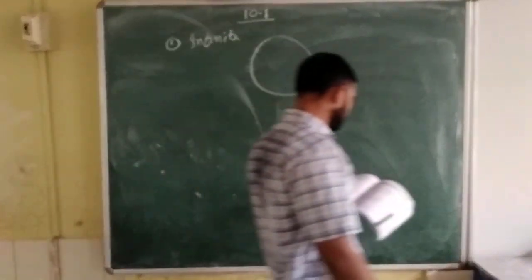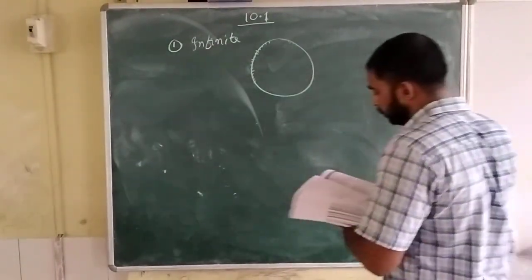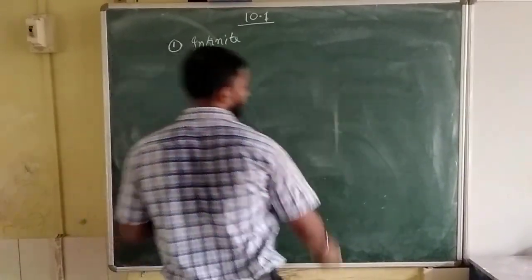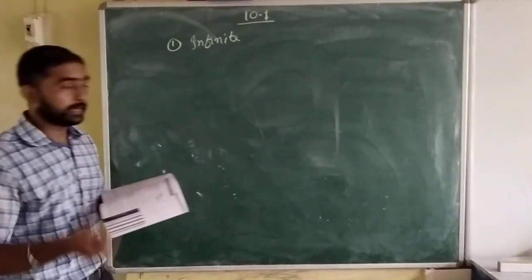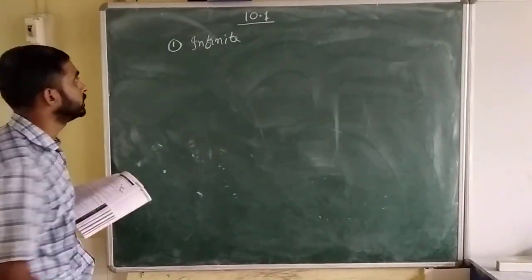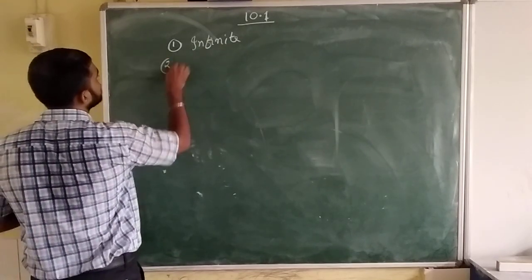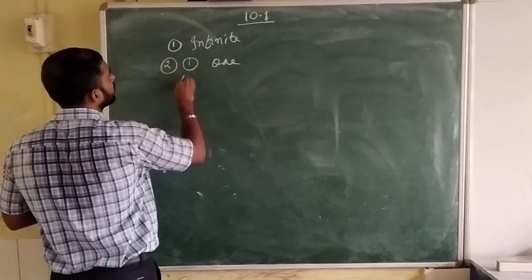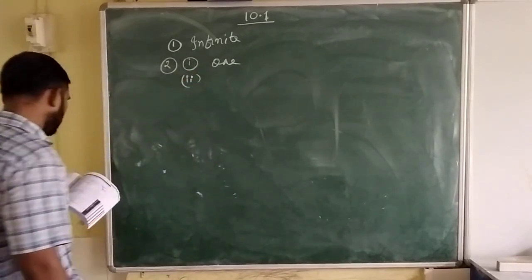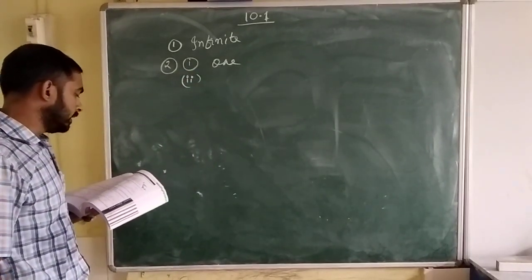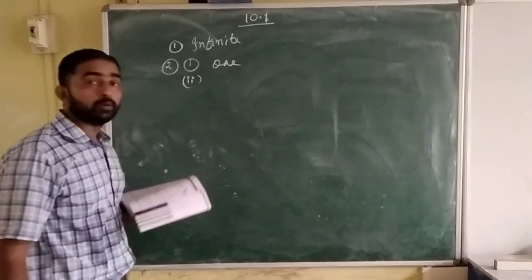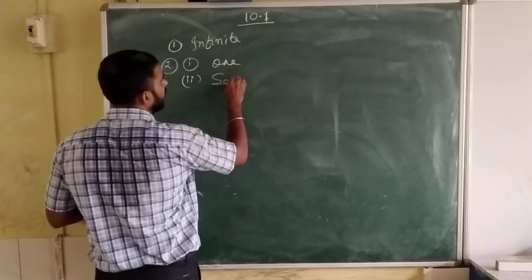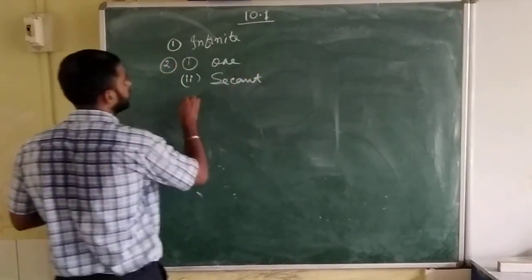The next one is, a tangent to a circle intersects it in how many points? As I told you earlier, a tangent intersects the circle in only 1 point. Number 2: a line intersecting a circle in 2 points is known as a secant. 1 point, tangent; and 2 points, secant.